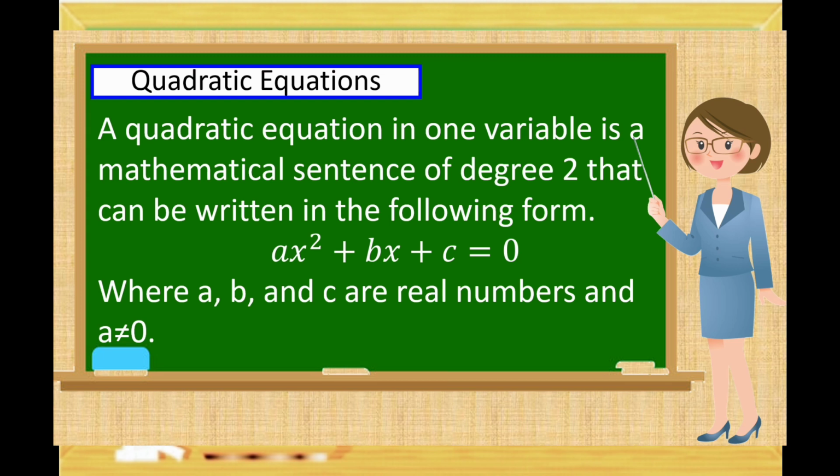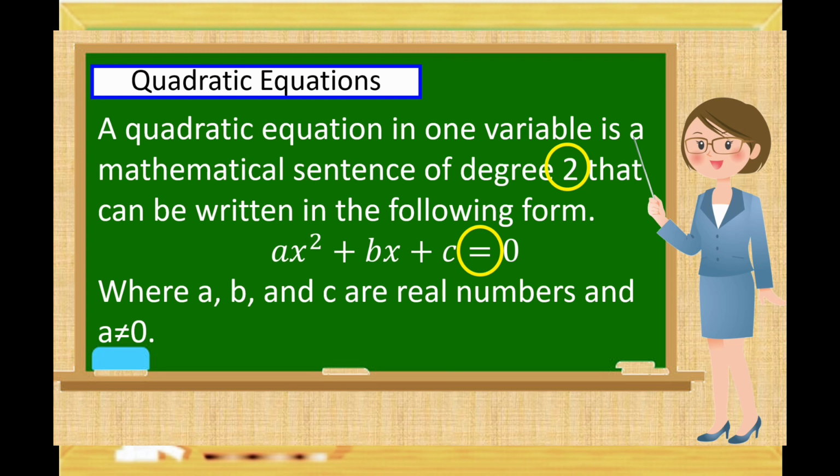Why do you think a must not be equal to 0 in the equation ax squared plus bx plus c equals 0? Bakit nga ba hindi pwede maging equal sa 0 yung a o yung value ng a? Kapag ang a ay nag-equal sa 0, hindi na natin ito masasabing quadratic equation. Kaya, laging tandaan, when we say quadratic equation, the highest degree or exponent is 2 and a is not equal to 0.